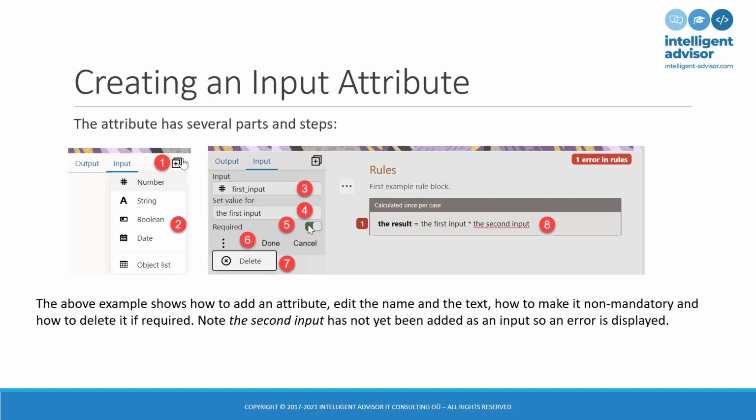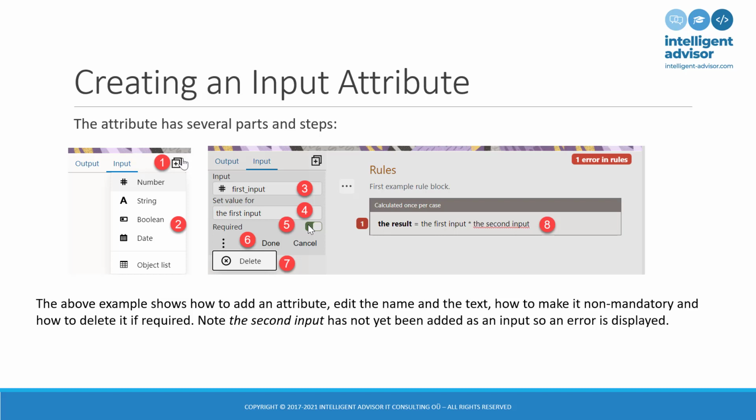Then in the second half of the screenshot, I enter in zone 3 the technical name for my input field, followed by the text that represents the input field in zone 4. I can specify whether it is required or not using the switch, marked number 5. And if I need to, I can click the Done button to say I'm finished, or I can click the ellipsis and choose Delete if I am deciding to delete an existing attribute.